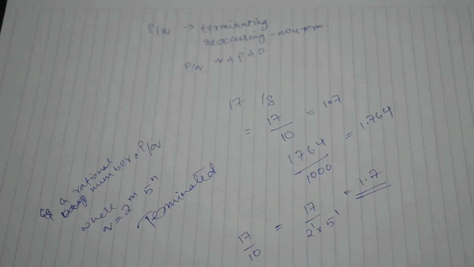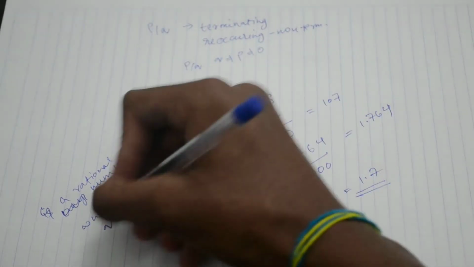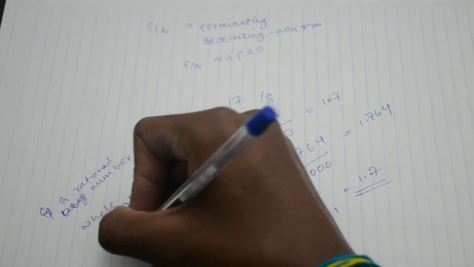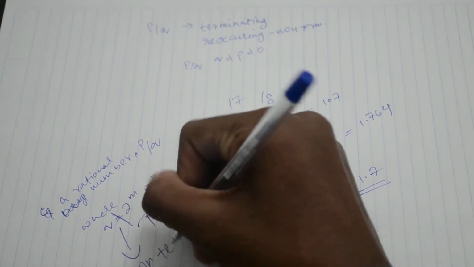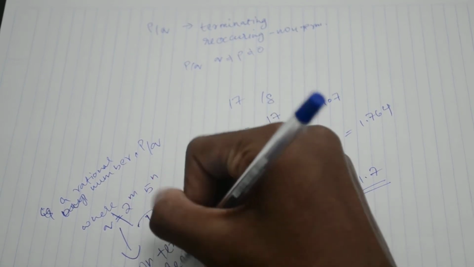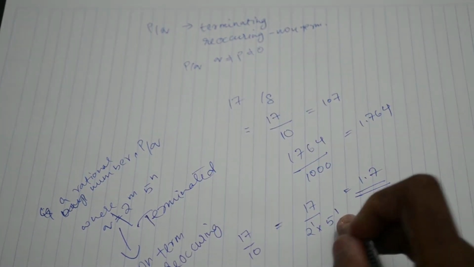Thus, the opposite must also be true, the converse, which is basically that if a rational number is in the form p by q, where q is not of the form 2 to the power m into 5 to the power n, then it will be non-terminating or reoccurring. And how do you find this out?